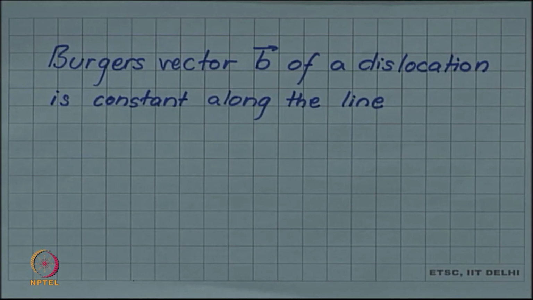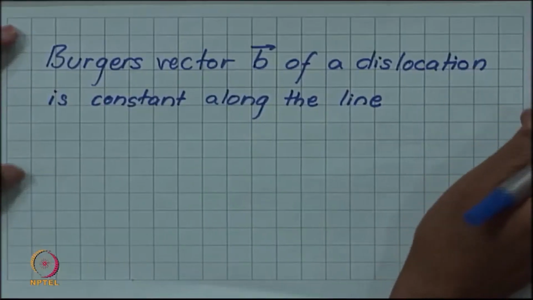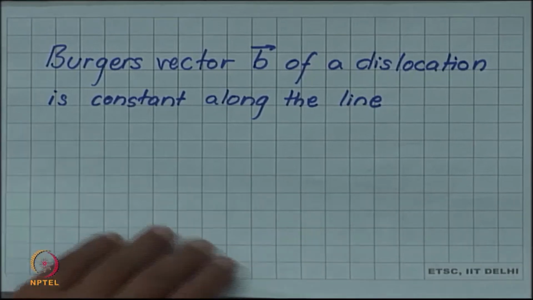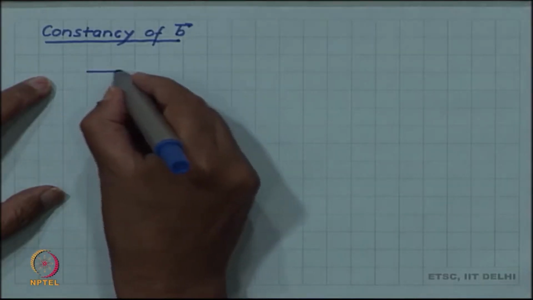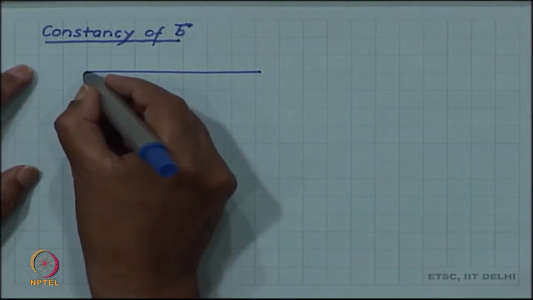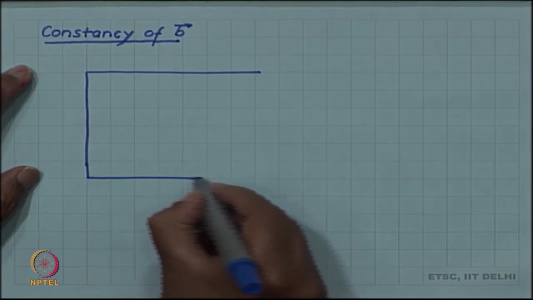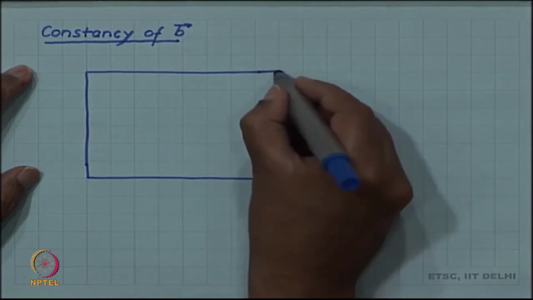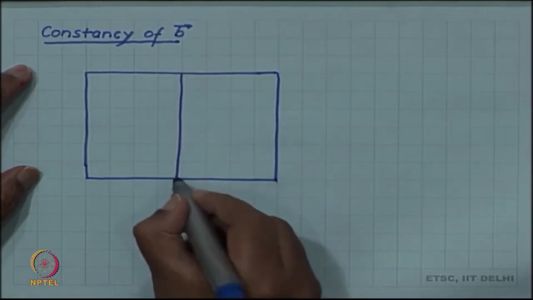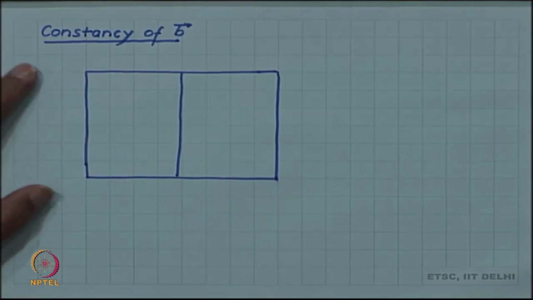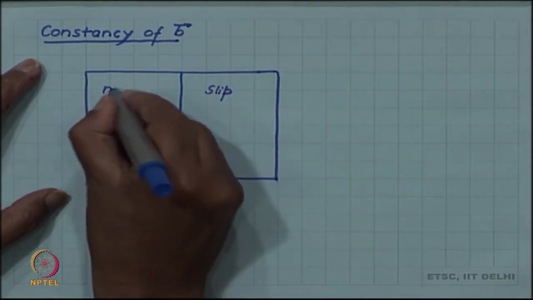An interesting geometrical property of a dislocation line is that the Burgers vector of a dislocation line is constant along the line. This is something quite simple and follows from the very definition of the dislocation line as the boundary between slipped and unslipped regions. Remember, we have been defining the dislocation line as a line which divides the slip plane into a slip region and a no slip region.